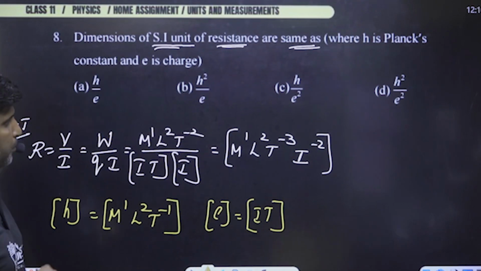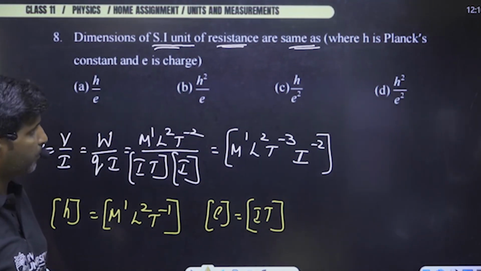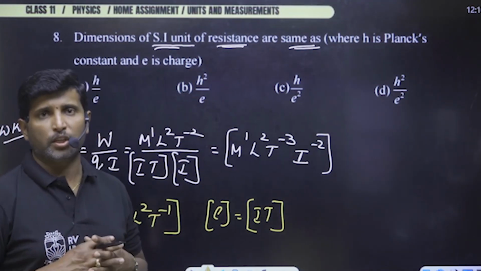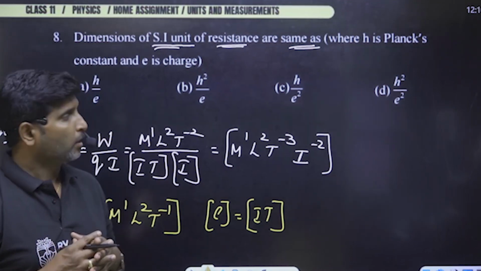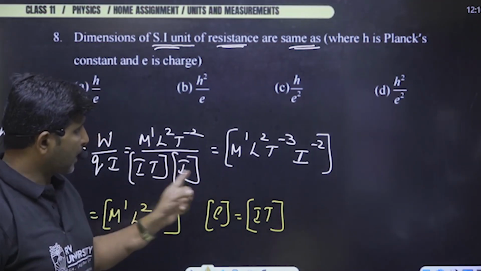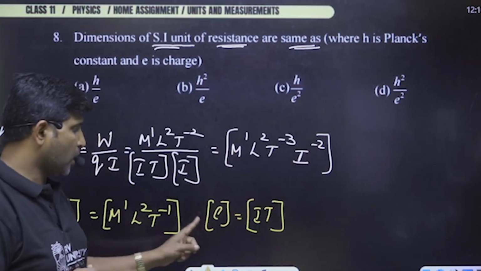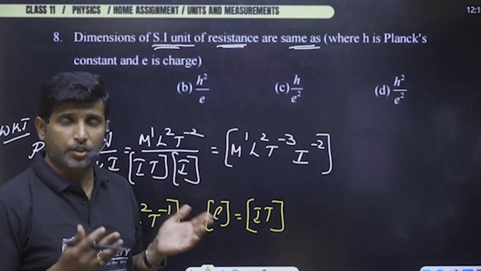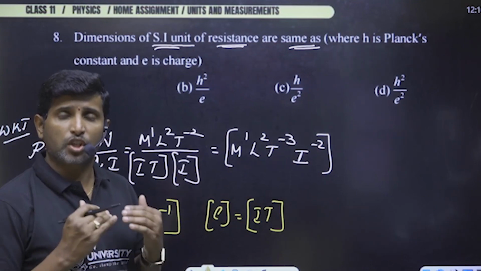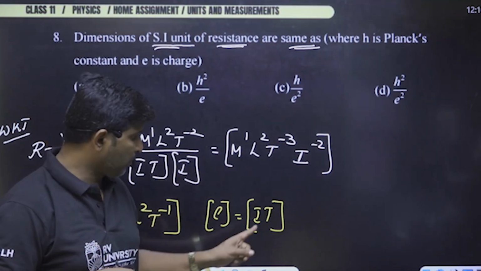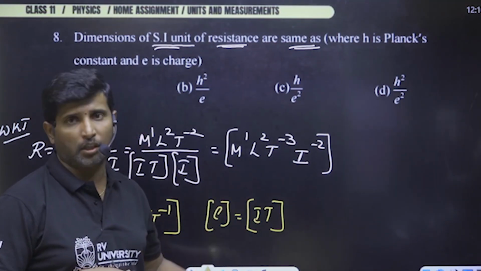So see here, observe one thing. It should be very clear. How can you analyze the questions in a short manner? See here, current is having the dimension of minus 2. That means the charge should be squared.